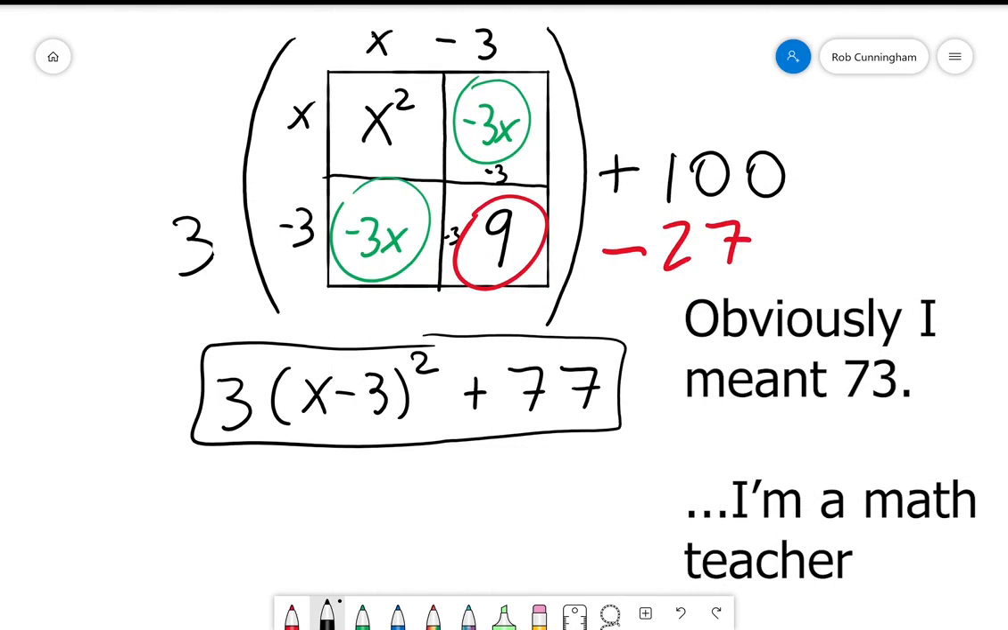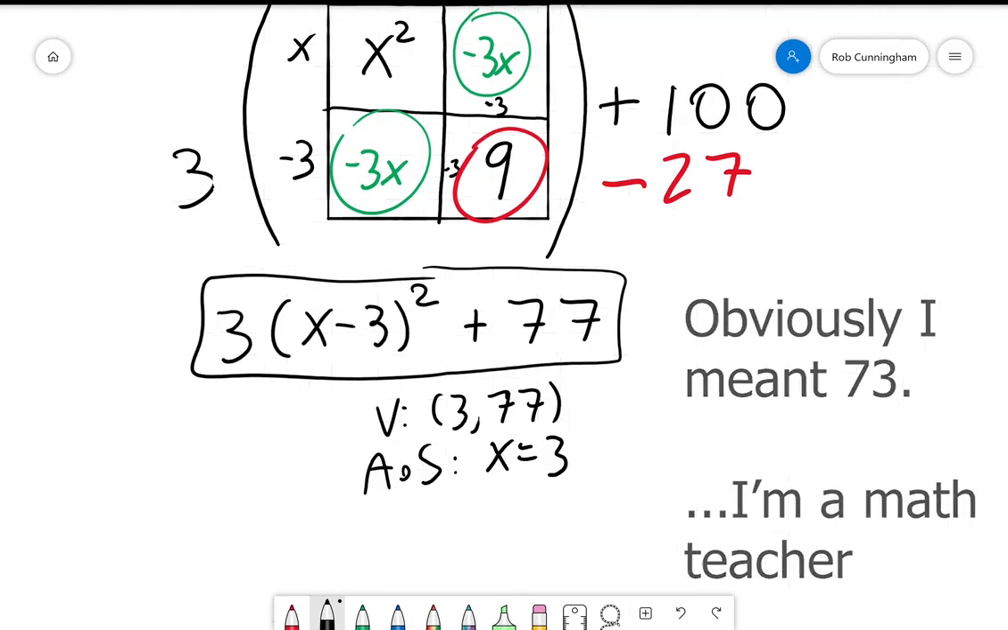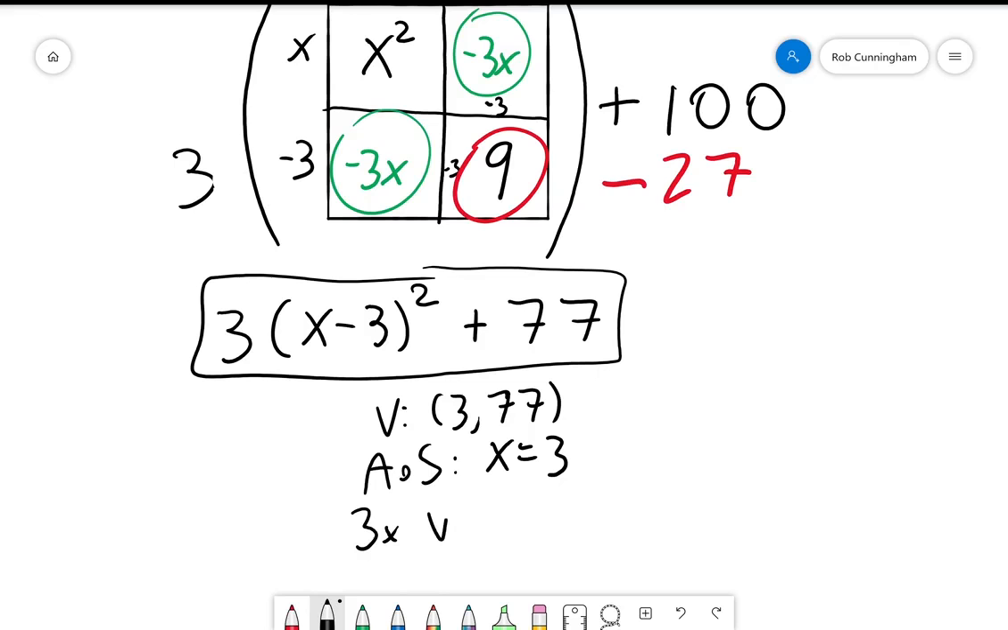And because I haven't been doing it so far this video, the vertex is therefore 3, 77. The axis of symmetry is x equals 3, and there is a 3 times vertical stretch.